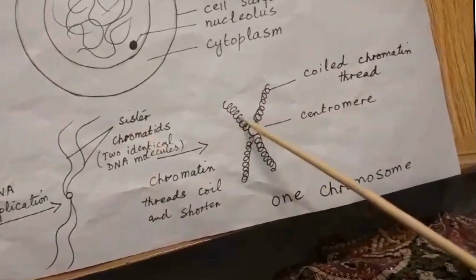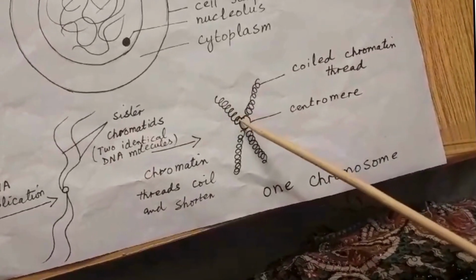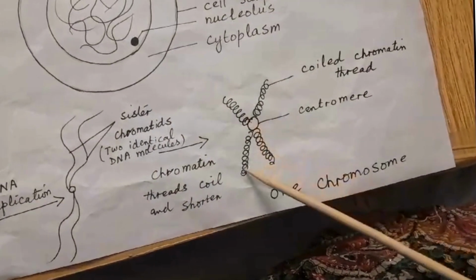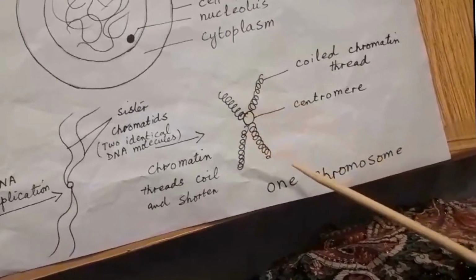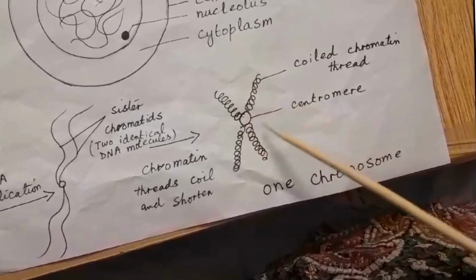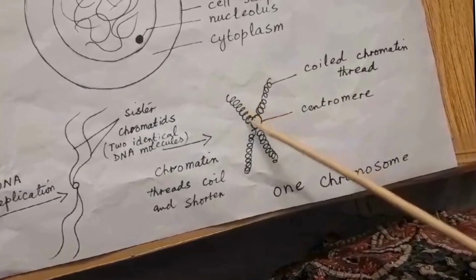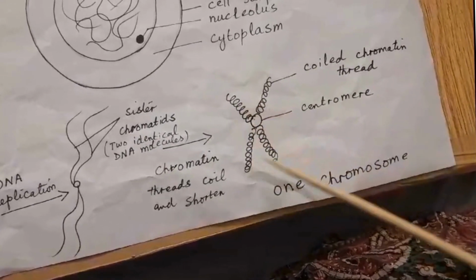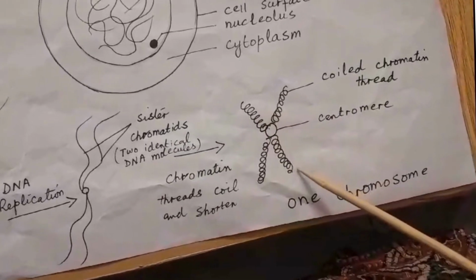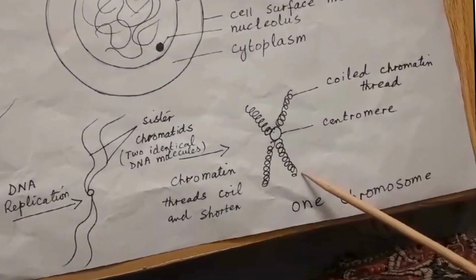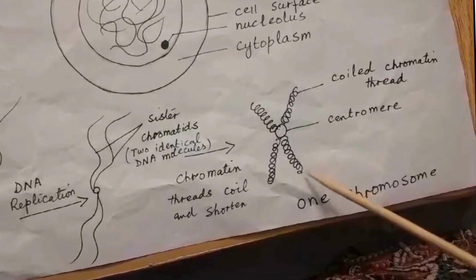These chromatin threads coil and condense and get shorter, and this is the shape of the chromosome. Chromosomes means the condensed form of the chromatin thread. If it is a human cell, then there will be 46 chromosomes in the nucleus of the cell when the cell is in the dividing phase.